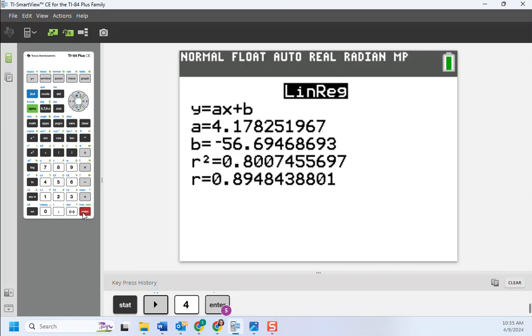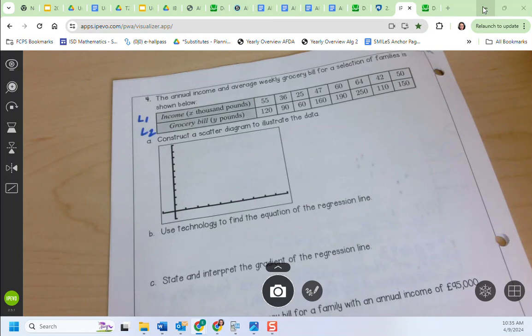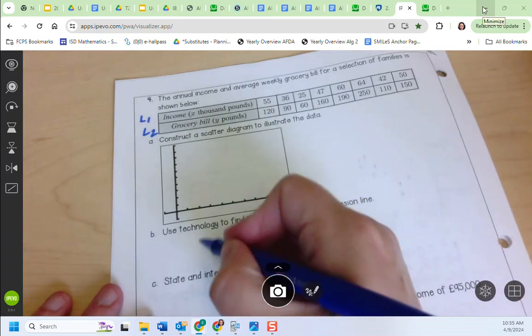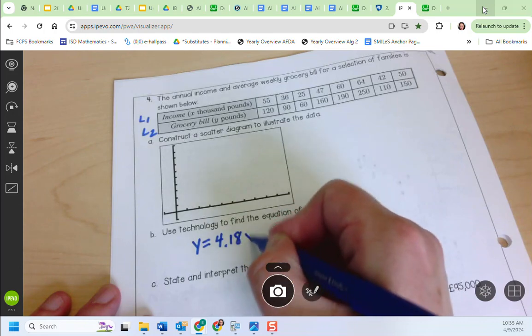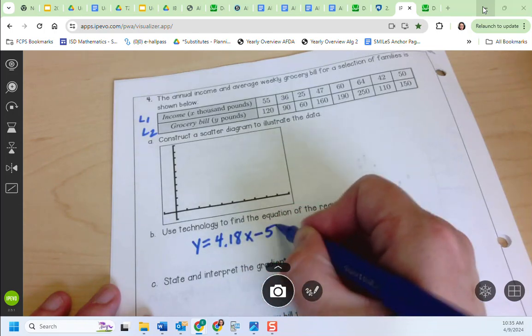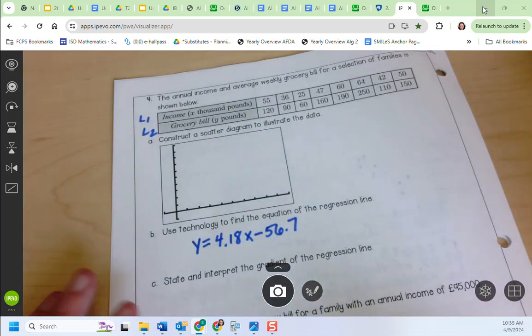Okay, and the equation is y equals ax plus b. You substitute these values in for your a and your b. And so doing that, I should get y equals 4.18x minus 56.7. Those are my a and my b values.